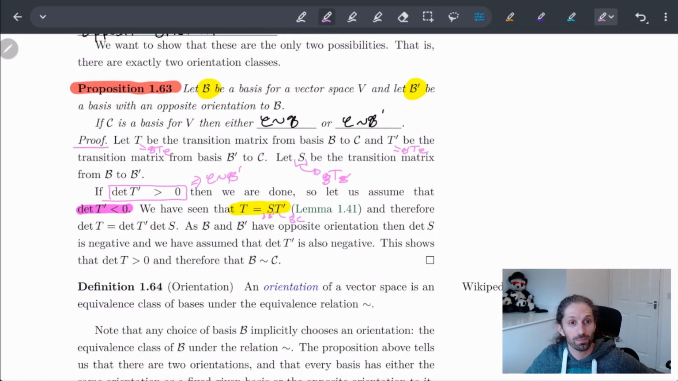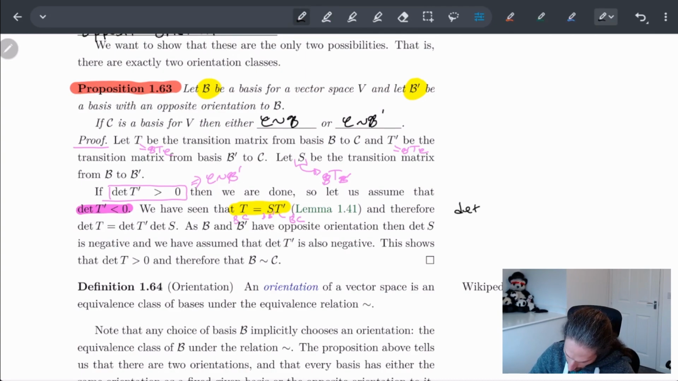S goes from B to B prime. T prime goes from B prime to C. And we're happy. I was thinking T for some reason. T prime goes from B prime to C. And so T does go from B to C. And we're good. Now determinants.